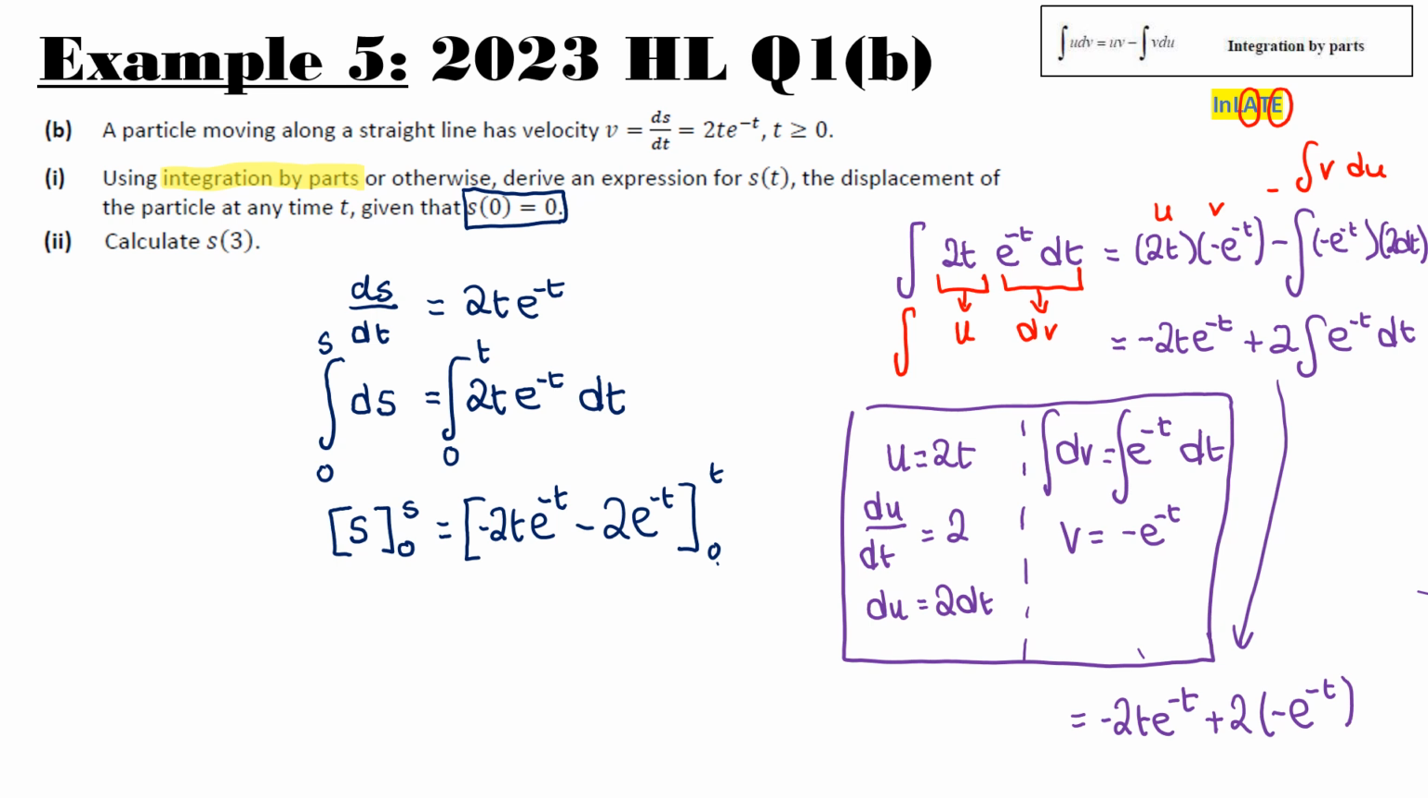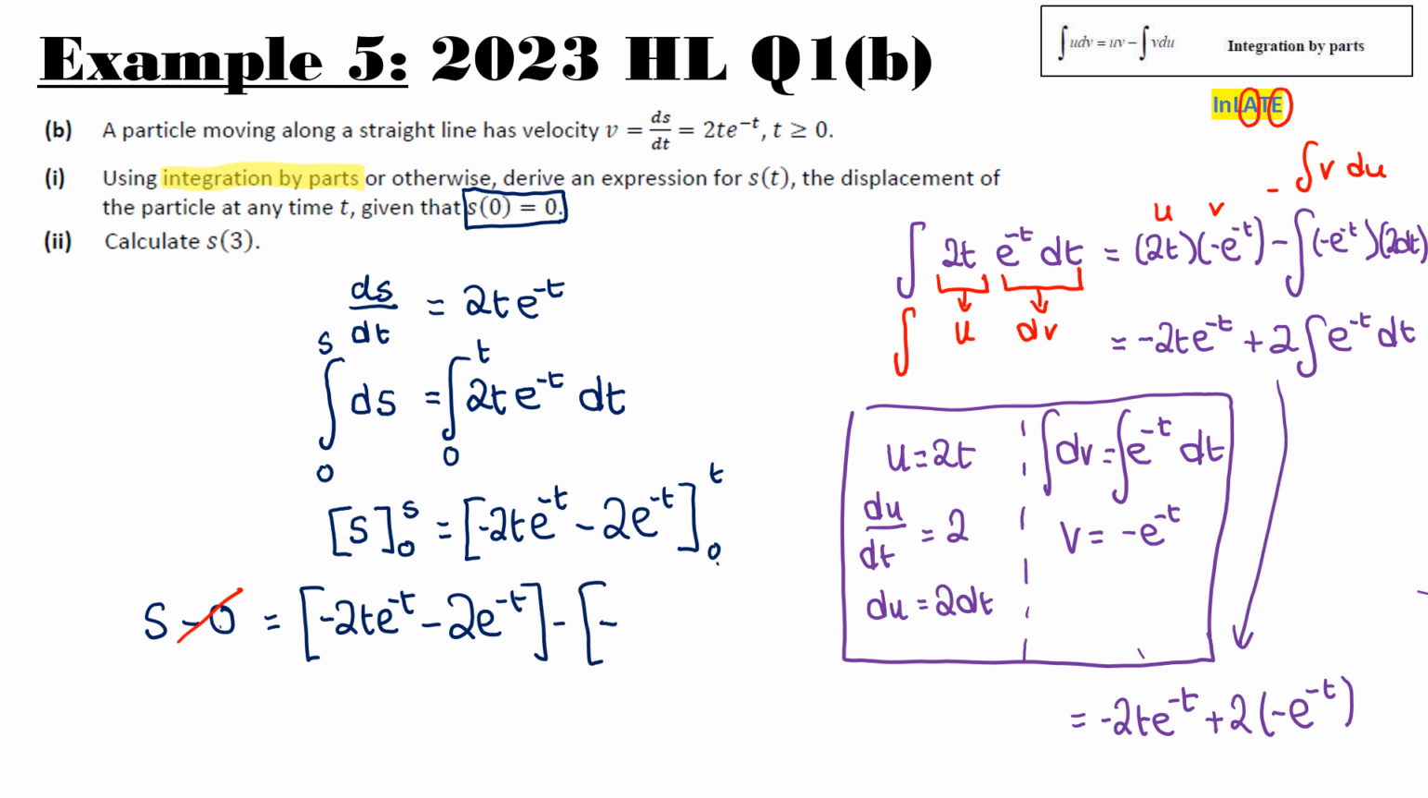Be really, really careful in situations like this where we're subbing in a 0. Subbing in a 0 does not necessarily lead to a 0. Just be very, very careful with that. So here we get s minus 0, so that is going to just disappear. Here we have minus 2t e to the power of minus t minus 2 e to the power of minus t minus.